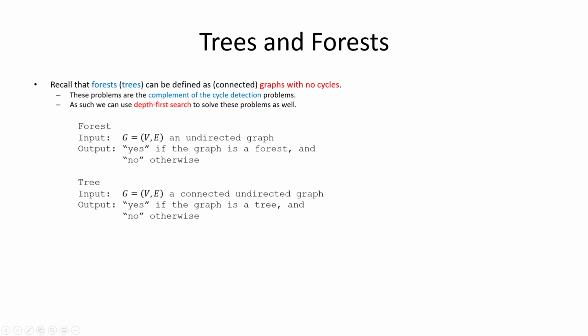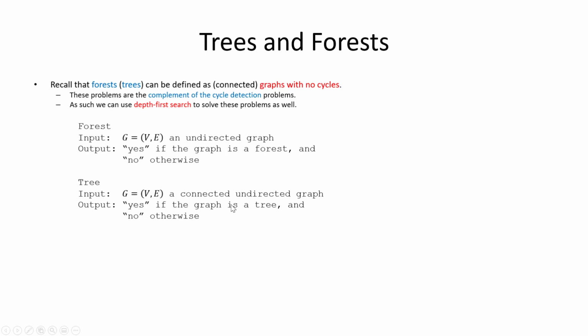And I wanted to just mention that related to them, and this is closely tied to our definition of what a forest and a tree is. In my previous video talking about terminology, I mentioned that we can define a forest or a tree effectively as being a graph with no cycles. Trees just add the extra layer that it should be connected. And so here I've just again stated two problems. Yes, if it's a forest, no otherwise. Yes, if it's a tree, no otherwise.